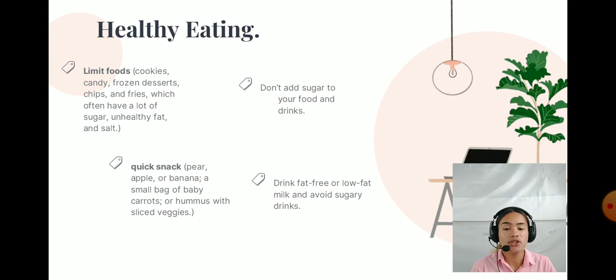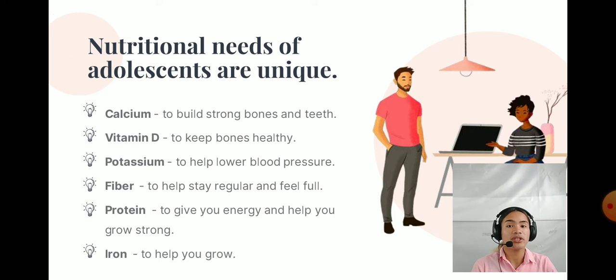So, in addition to making smart food choices, it is very important to know that the nutritional needs of adolescents are unique, and many teens need more of these nutrients.